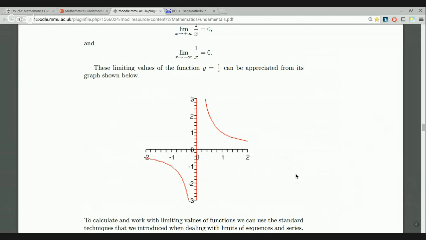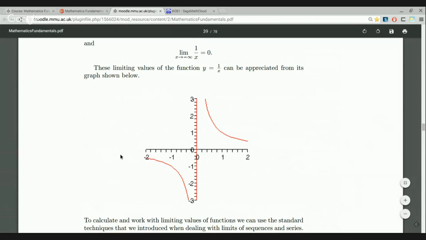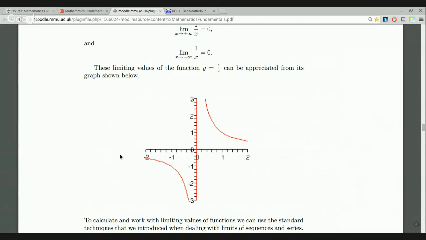And the limit of 1 over x as x goes to plus infinity is going to be 0. The graph is curving down here towards 0, and if you extended the graph to the right there, you would get closer and closer to the value 0. It never does get to 0, of course, but its limiting behavior is described as converging to 0. And similarly, as x goes to minus infinity, out to the left here, 1 over x is also converging to 0.